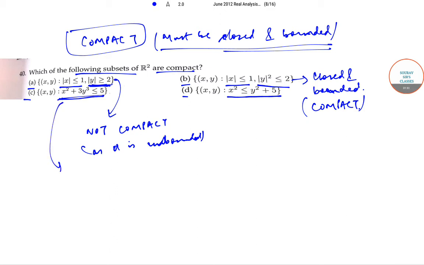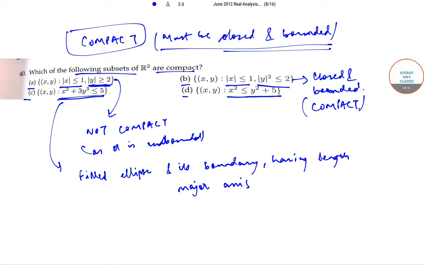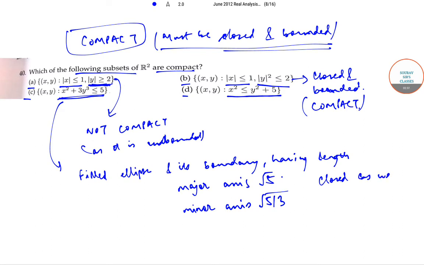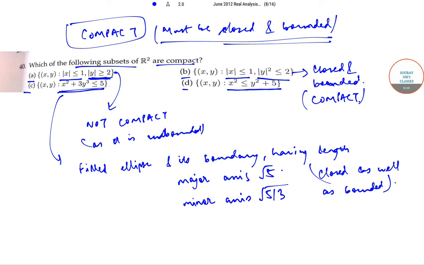this set is a filled ellipse and its boundary, having length of major axis root 5 and that of minor axis root 5 by 3, which is closed as well as bounded. Thus, this is also compact.